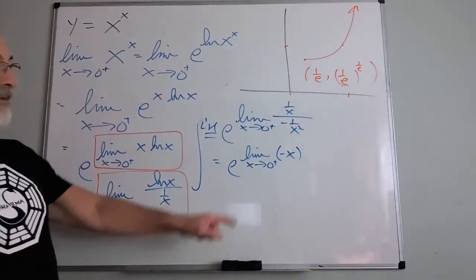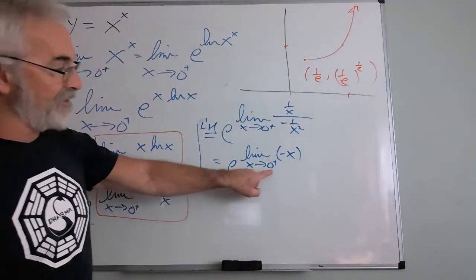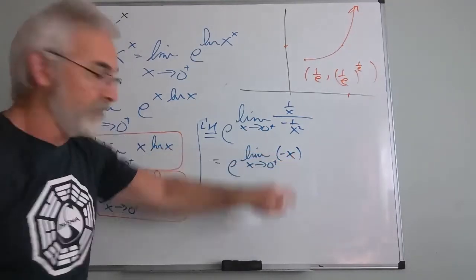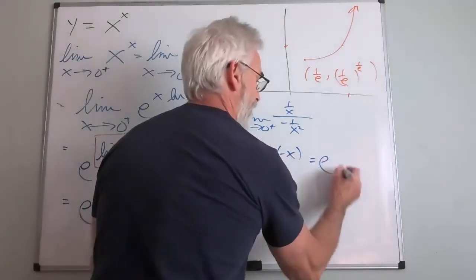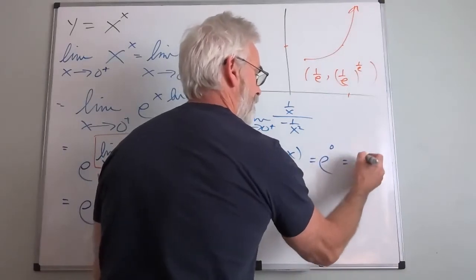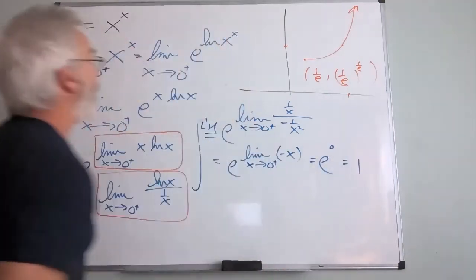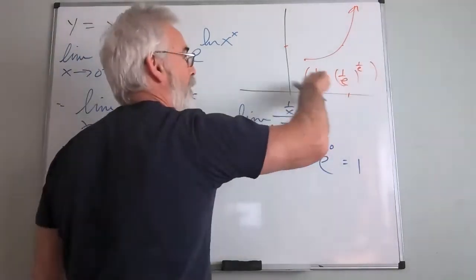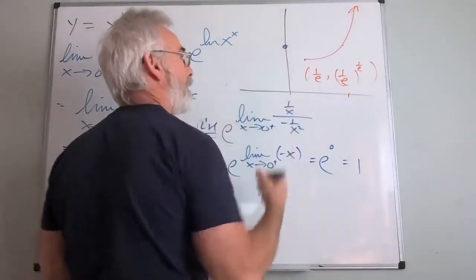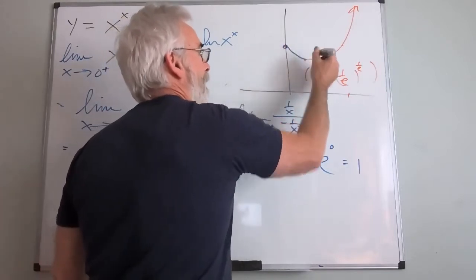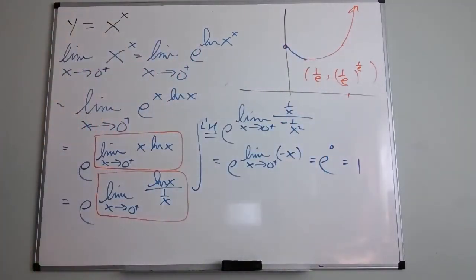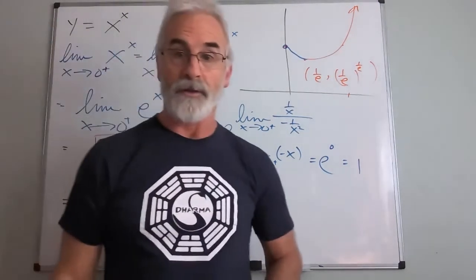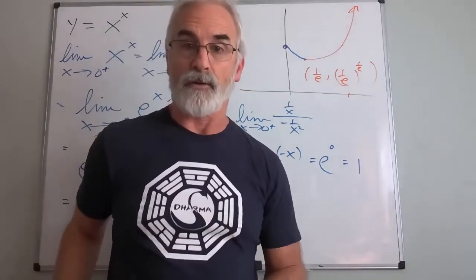I can now evaluate my limit. As x goes to 0 from the right, this is approaching 0. So my limit is e to the 0, which is 1. Oh, so as x approaches 0 from the right, my y value is approaching 1. And that means I have a removable discontinuity at that point, which is very cool. We couldn't do that in Calc 1 because we didn't know how to do the limit in Calc 1.